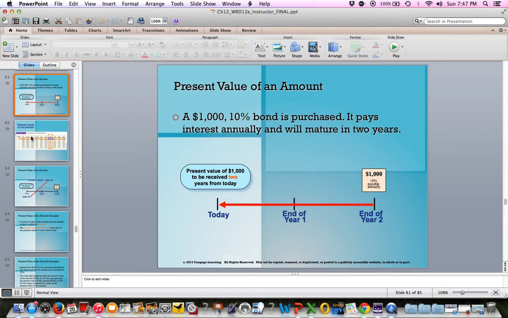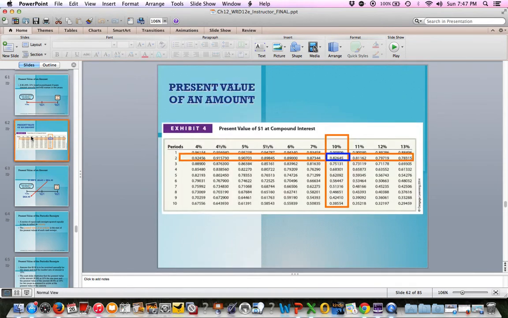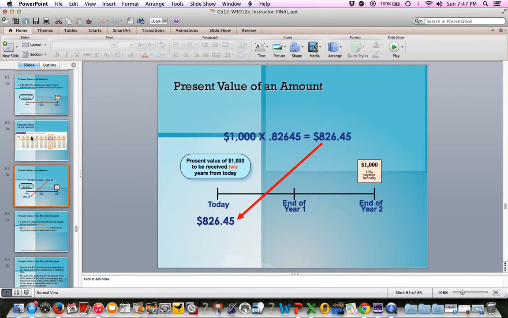Let's just say now we have a bond that pays 10% annually and will mature in 2 years. So we look at the table again, and we look at 10% in 2 years. Now we get 0.82645. And we go 1,000 times 0.82645, we get $826.45. So today at 10%, for 2 years, it'll be worth $1,000.